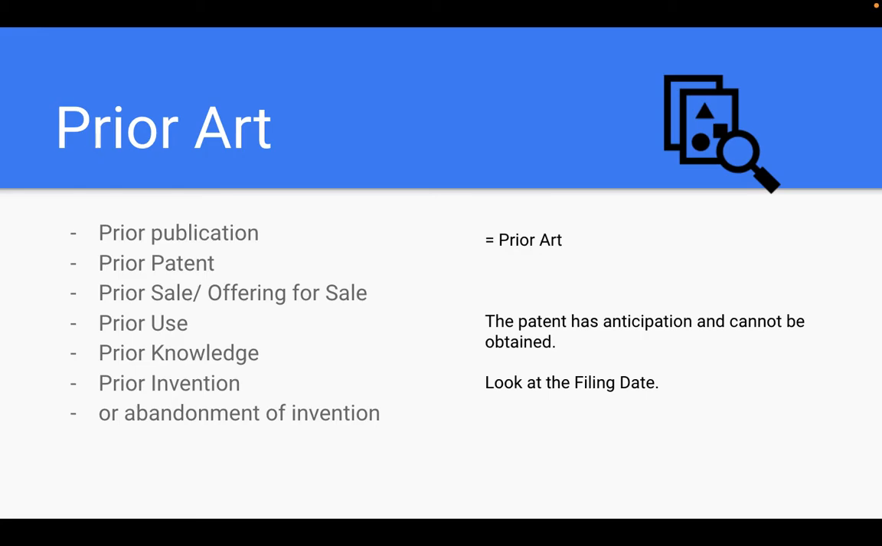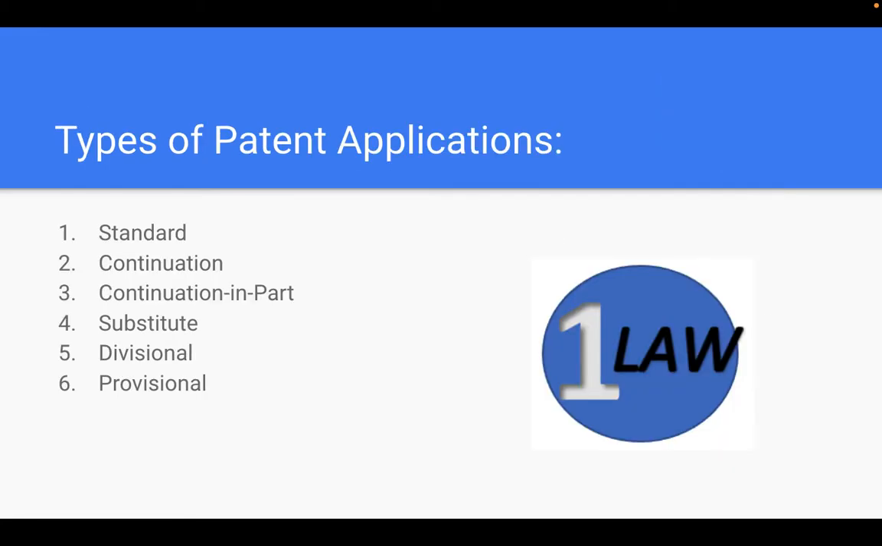And how do you define the word prior? You're going to look at the filing date. And now we use a global scale, where it could be a prior publication. It doesn't have to be within the US to be considered prior art.